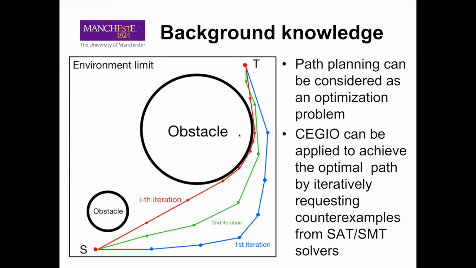The aim is to figure out a path which has the shortest distance from starting point S to target point T, avoiding all obstacles. After the first iteration, the blue path is generated by CGL, and a green path with a smaller cost function value, which means a shorter distance, is generated after the second iteration. So, optimal paths can be generated after massive iterations.